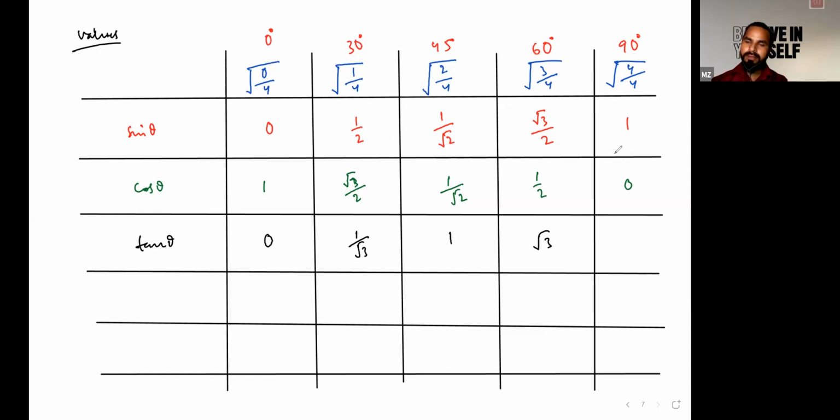And 1 by 0 is nothing but infinity. We learned this particular term as not defined till class 10, but in this class, we will define it as infinity. Now on this basis, you can easily find cosec theta, sec theta, and cot theta as well. Is it clear to everyone? Just write it down.